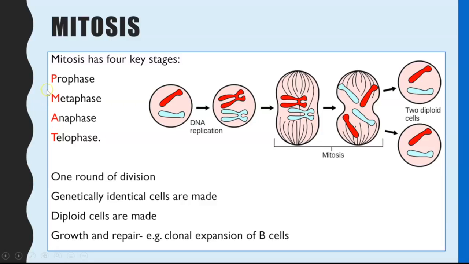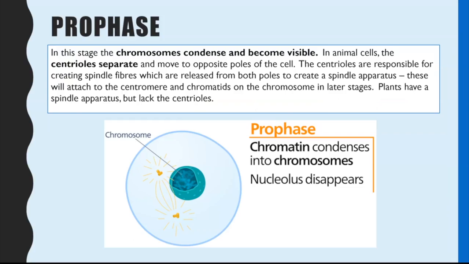And you might want to come up with some way to remember that those are the particular letters. I find that PMAT is actually just enough to remember prophase, metaphase, anaphase, telophase. So prophase, in this stage, the chromosomes condense and become visible.